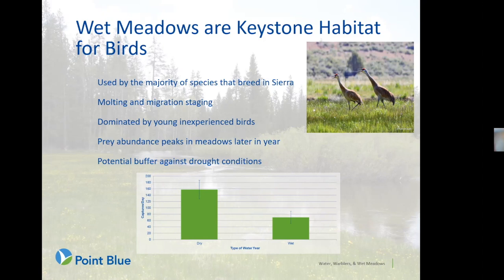And so during some point in the year, especially in late summer, this time right now, a lot of the species, as the forests dry up and the resources in them become scarcer, a lot of our upland species end up in meadows and they use them as molting grounds. And we actually find that the majority of young birds that are produced in the Sierra Nevada end up in Sierra meadows during this time of year.